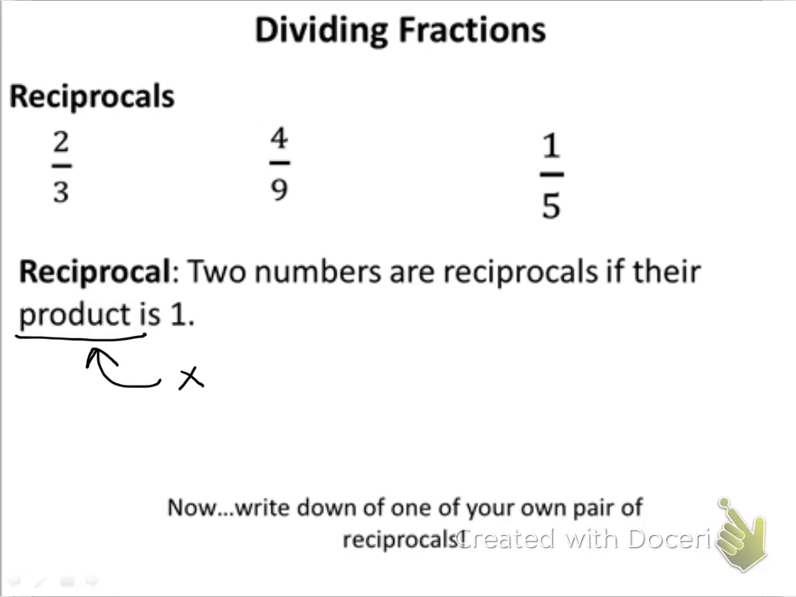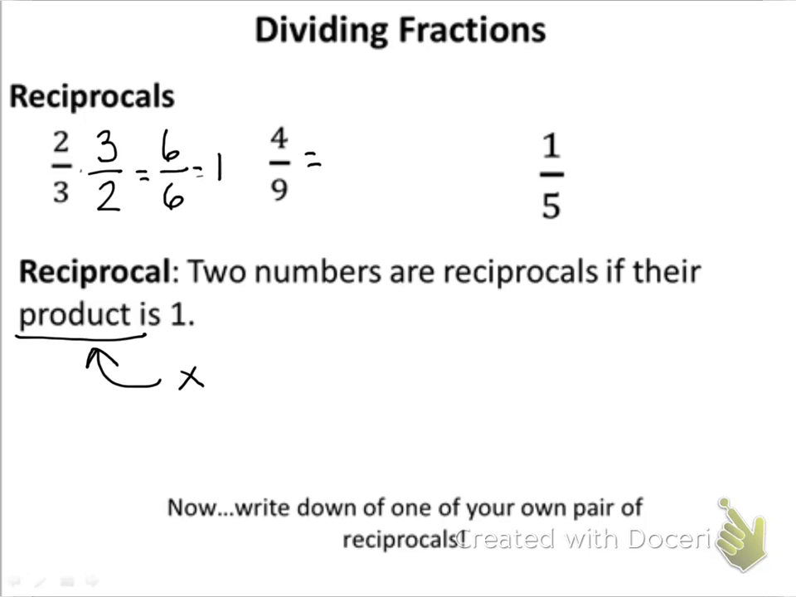Alright, the reciprocal of 2/3 is actually 3 halves. Now let's check if this is true or not. We can check by seeing when we multiply them together if we get 1. 2 times 3 gives us 6, and 3 times 2 also gives us 6. And when we have a number over itself, it means we have 6 pieces of something divided into 6 parts, which is equal to 1 whole. So 2/3 and 3 halves are reciprocals.